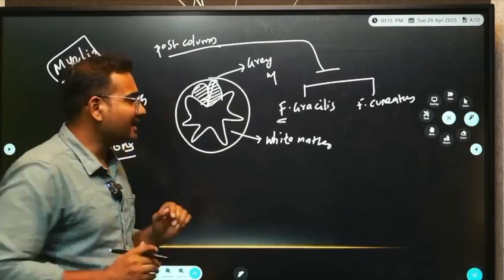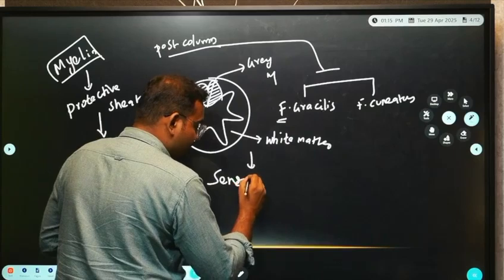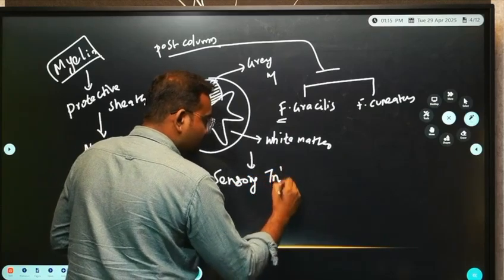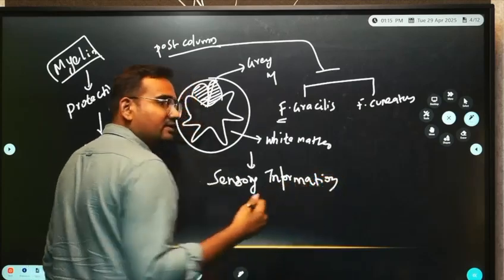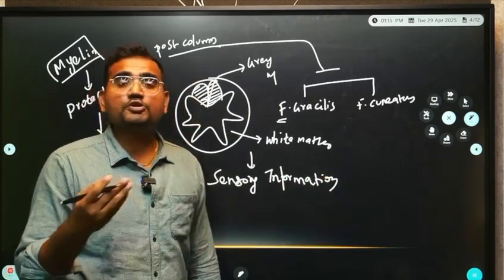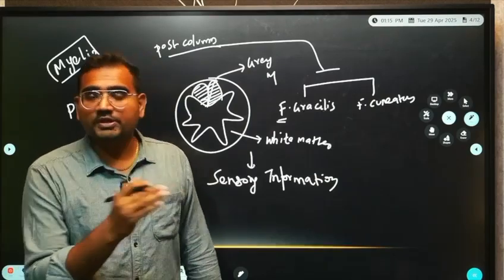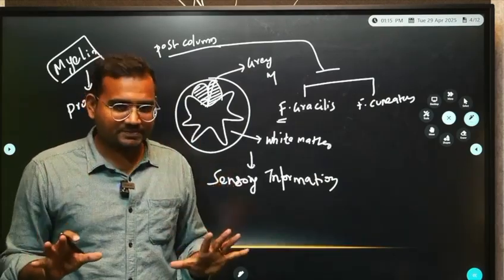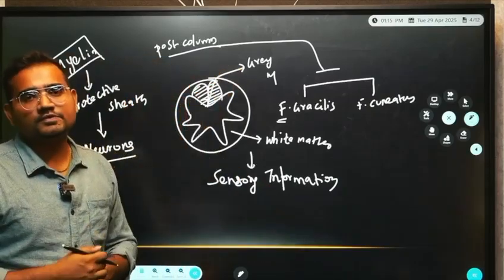It is going to carry, very important thing, the sensory information: touch, proprioception, vibration, 2-point discrimination. All the very important aspects and features are carried by the posterior column of the spinal cord.